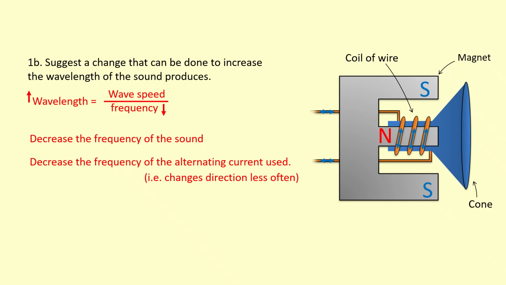So in other words, if the alternating current is changing direction less often, then the force on the cone will change direction less often. So the particles will change direction less often. So in other words, the frequency of the sound produced is smaller and the wavelength will be longer.